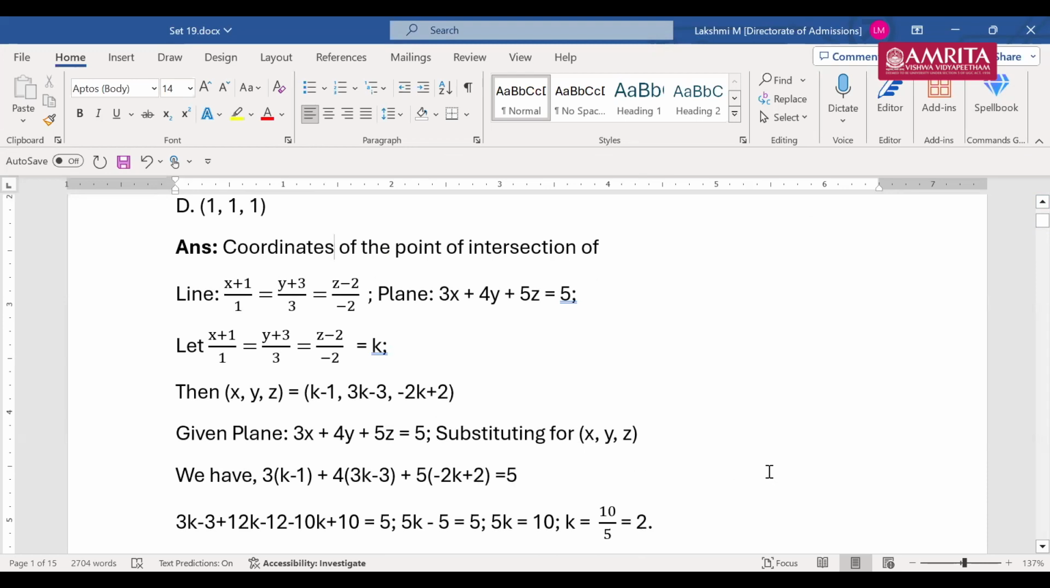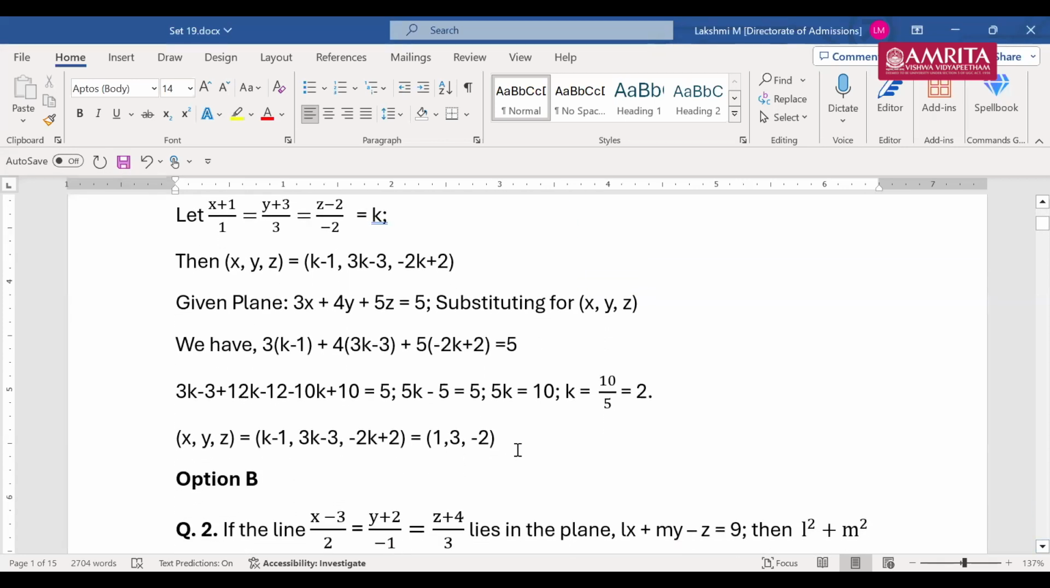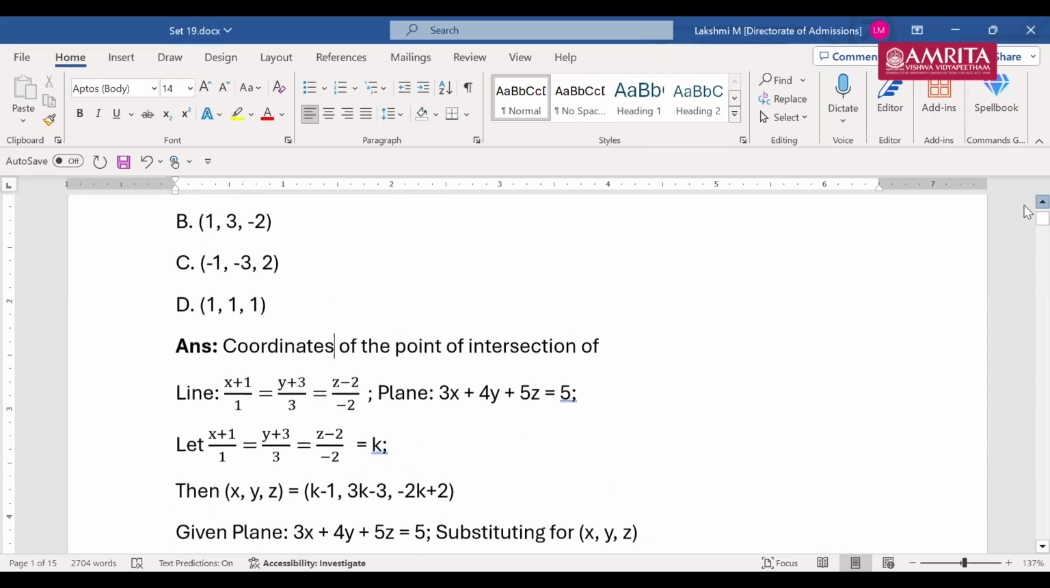So when I'm substituting, I'll be able to find the value of k. Here it is 3 into (k minus 1), 4 into (3k minus 3), 5 into (minus 2k plus 2). So this is 3k minus 3, this is 12k minus 12, this is minus 10k plus 10 equal to 5. Just solve this and you have the value of k. Once you have this value, you can substitute back and find x, y, z. Here k is 2. So 2 minus 1 is 1. 6 minus 3 is 3. Then minus 2 into 2 is minus 4 plus 2, that is minus 2. So this is how you have to solve this question, and the option is B.